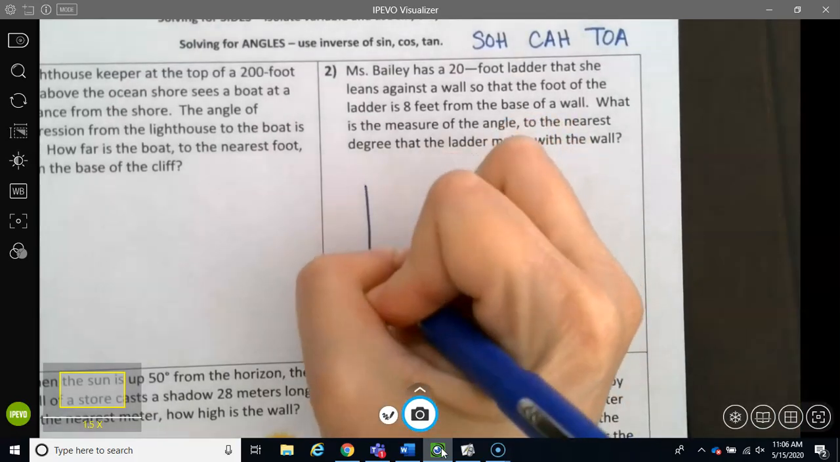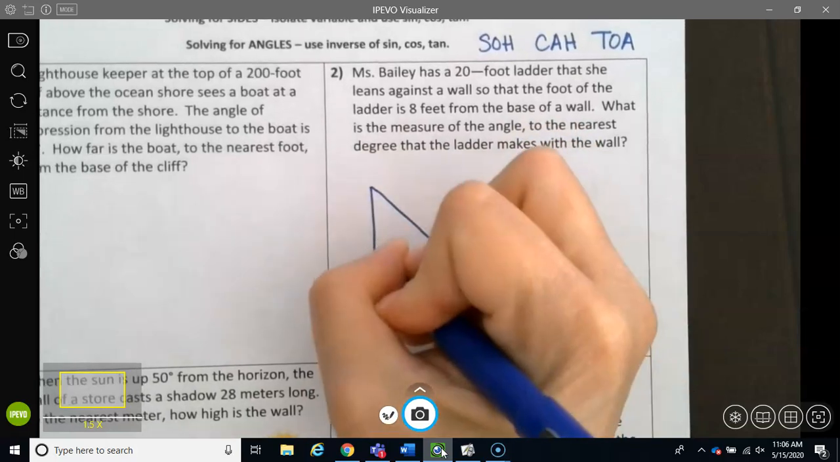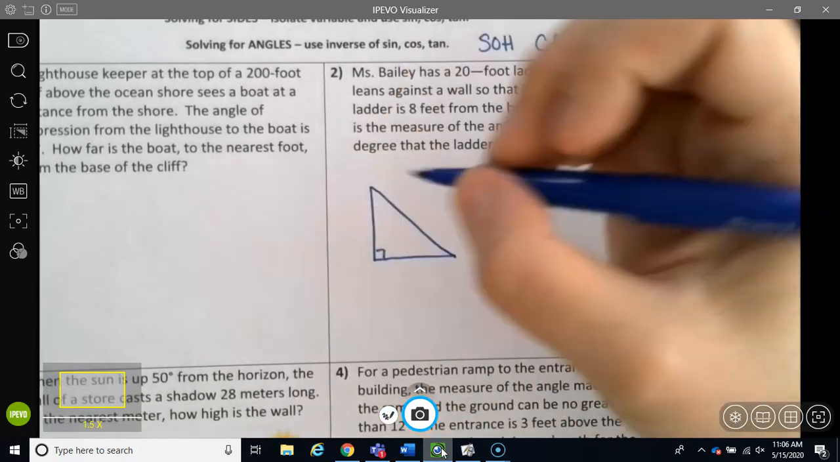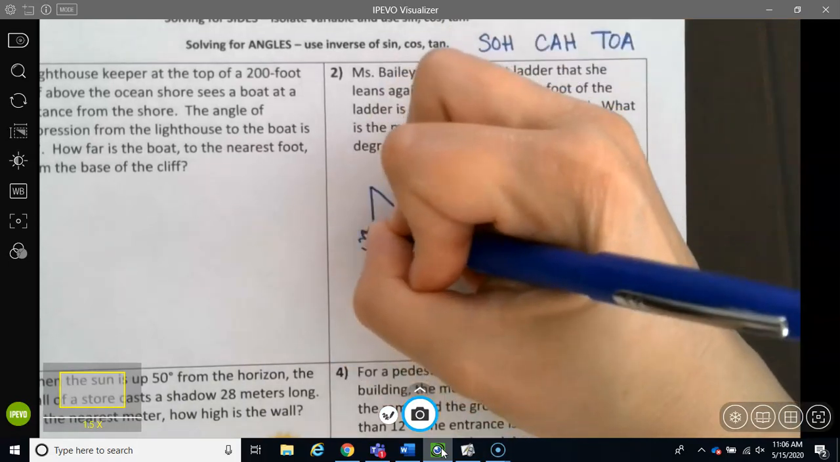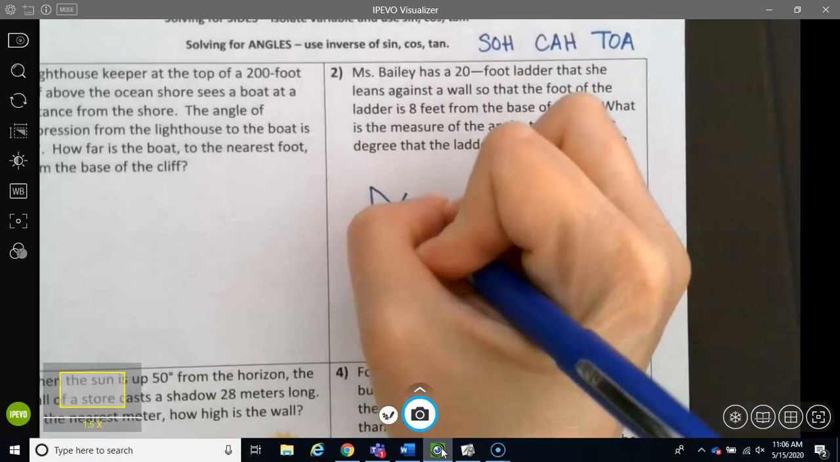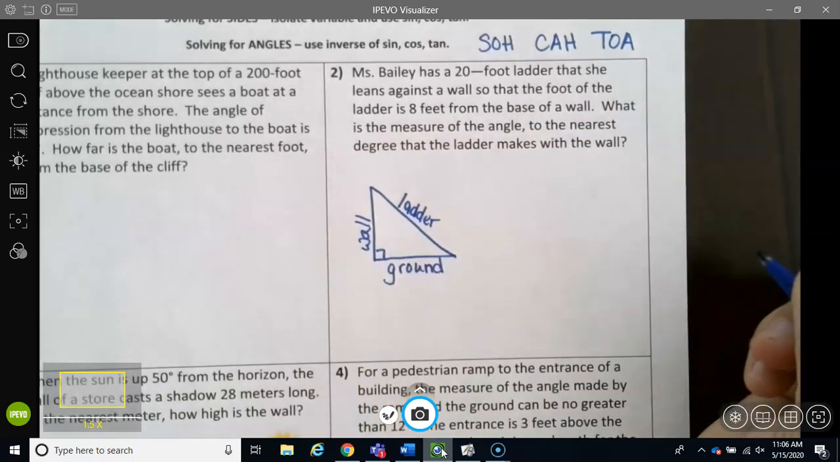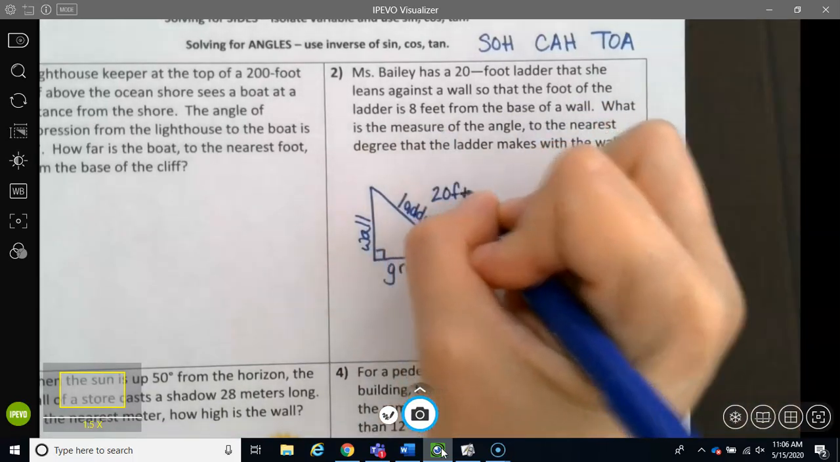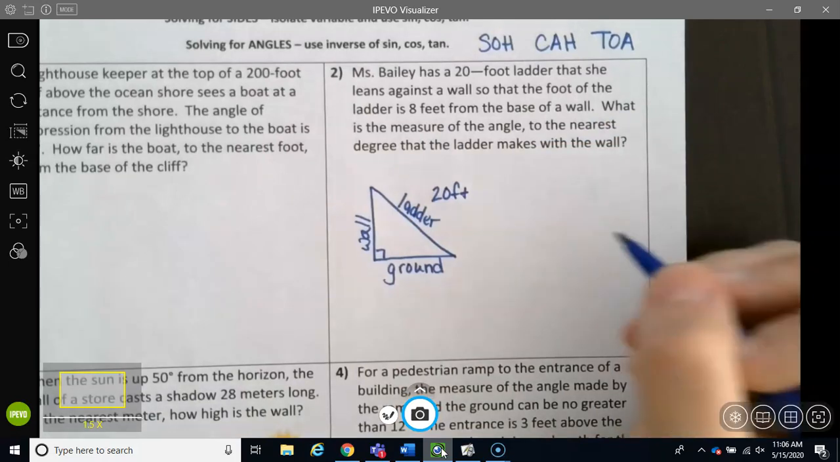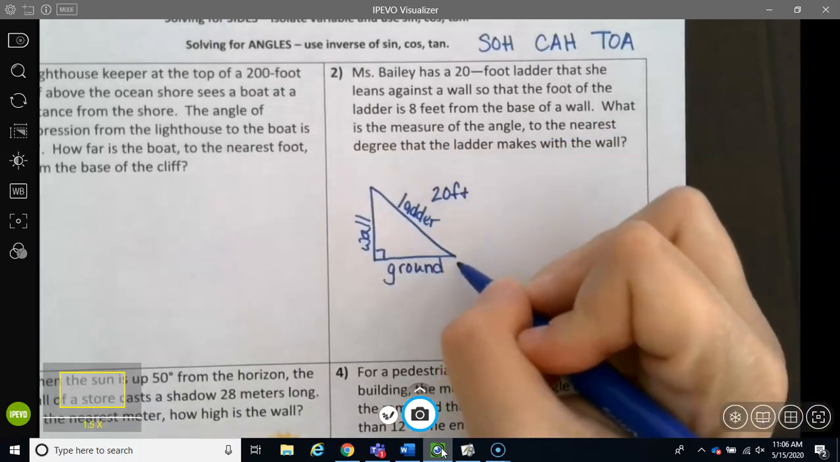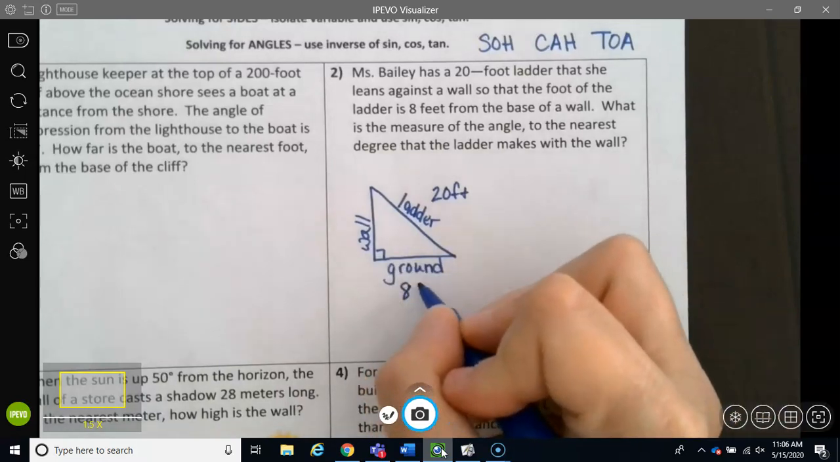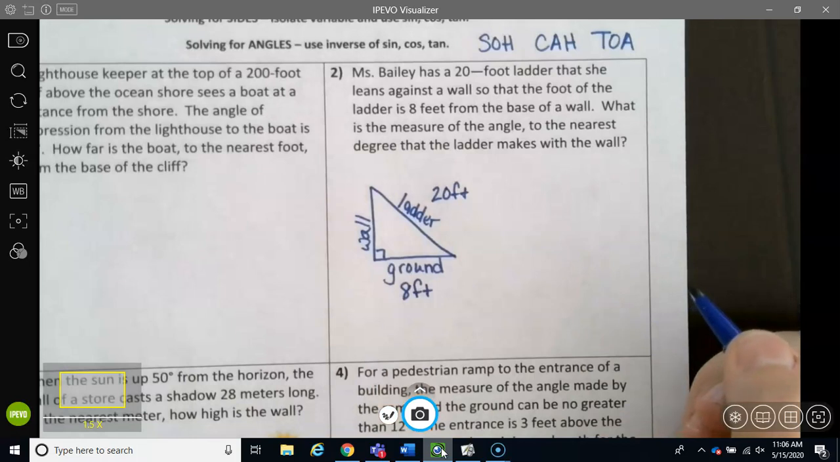So let's draw our right triangle. This is the building, or wall in this case. This is our ladder leaning up against that wall. And this is the ground. It's a 20-foot ladder that she's leaned against the wall so that the foot of the ladder, so the base of the ladder, is 8 feet from the base of the wall. So that means this ground distance is 8 feet. What is the measure of the angle, to the nearest degree, that the ladder makes with the wall?